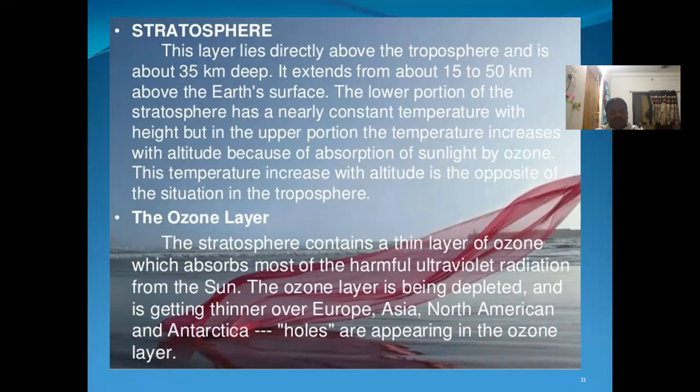The ozone layer, this is the specialized layer in the stratosphere. The stratosphere contains a thin layer of ozone. Ozone means O3, which absorbs most of the harmful ultraviolet radiation from the sun. The ozone layer is being depleted and is getting thinner over Europe, Asia, North America, and Antarctica. The holes are appearing in the ozone layer.